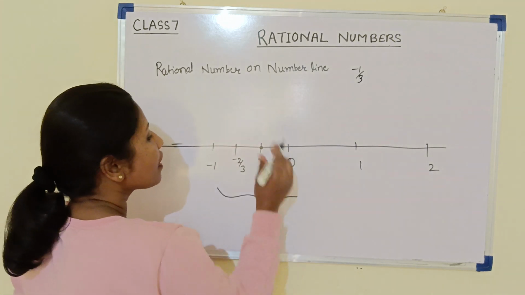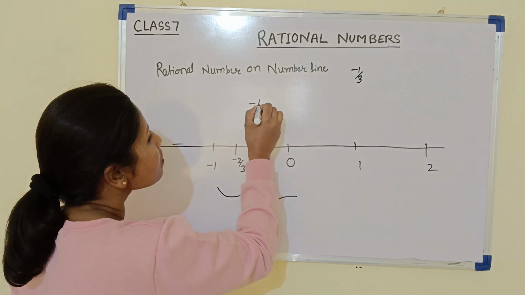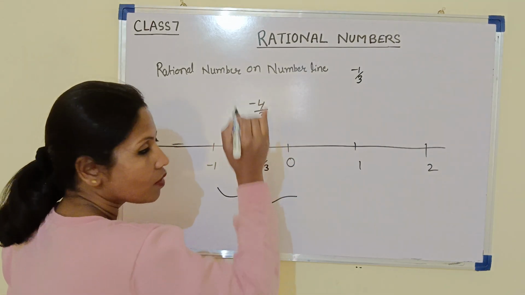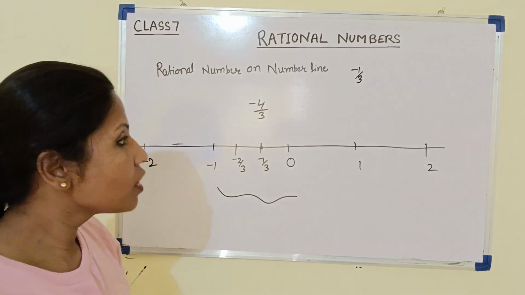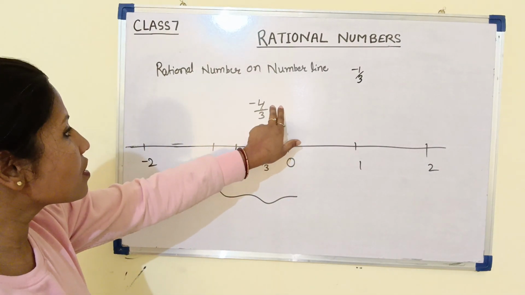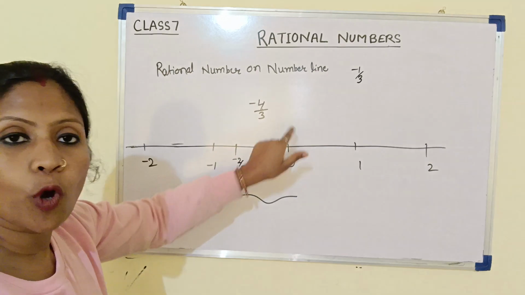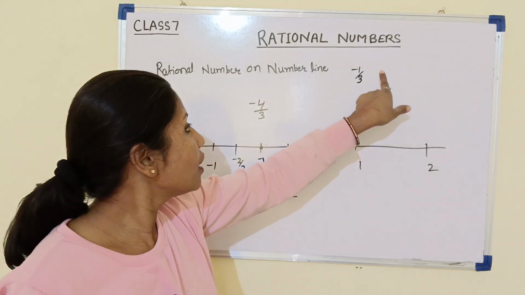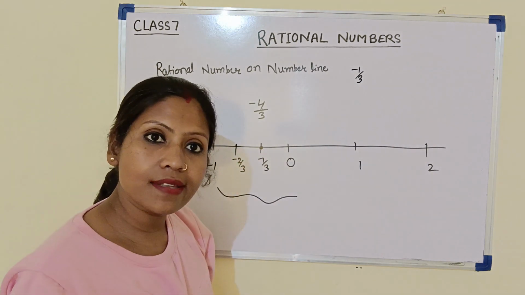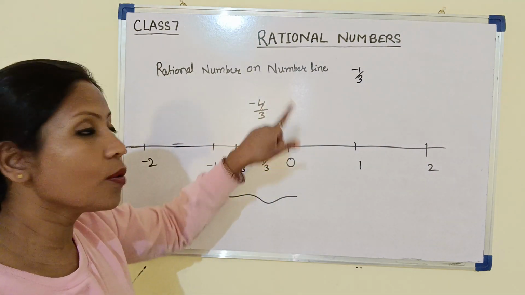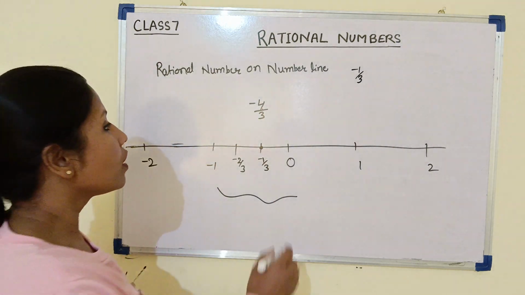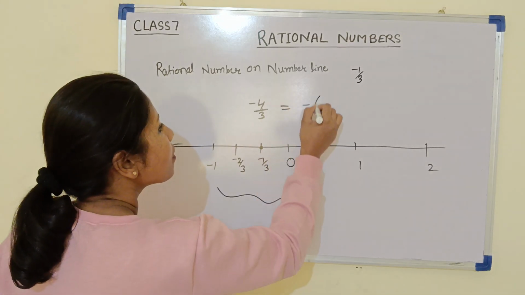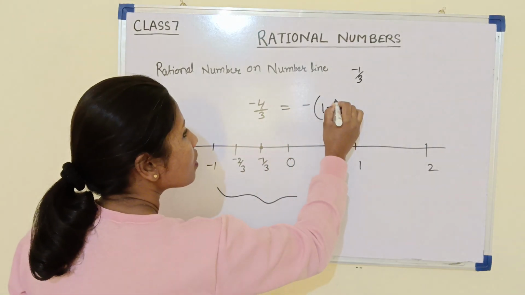Like next question, let's take a minus 4 by 3. Okay, minus 4 by 3. So first look this is not looking as a proper fraction, right? This was a proper fraction. The numerator was less than denominator, but here the numerator is greater than denominator. So please write in a mixed fraction first.